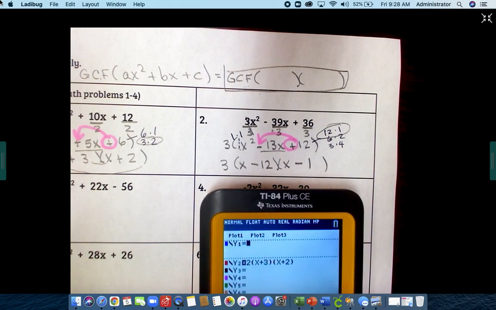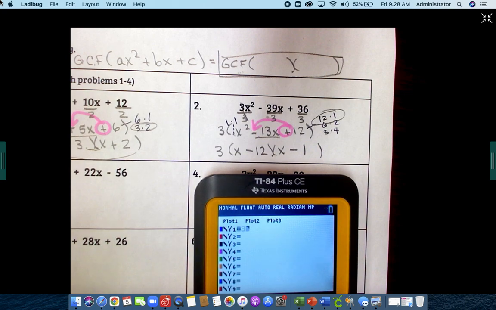Again, am I correct? Let's see. This will be the last one that I check in the calculator. I'm just doing it to reinforce that you should be checking.